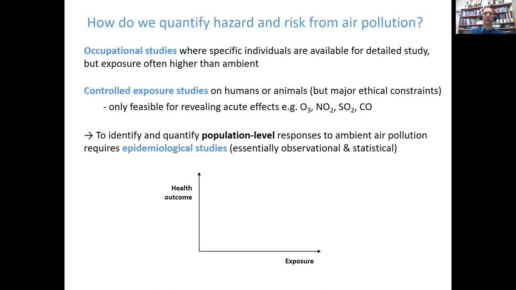And under a simple, perhaps ideal scenario, we might get something that looks like this. And that gradient is our risk assessment. The more exposure you have, the more adverse health outcome you've got.